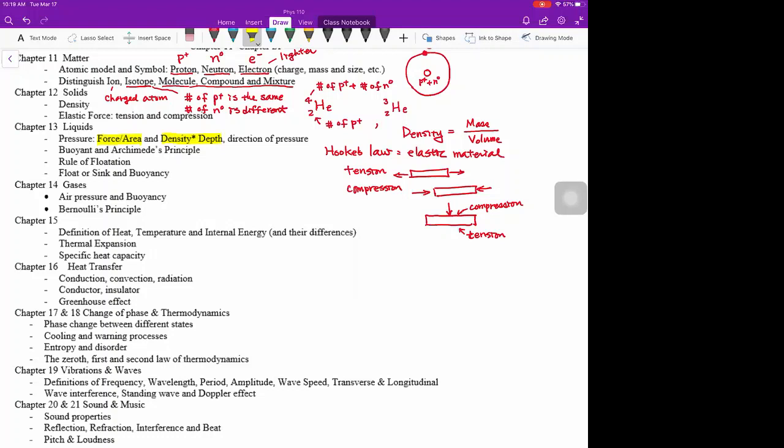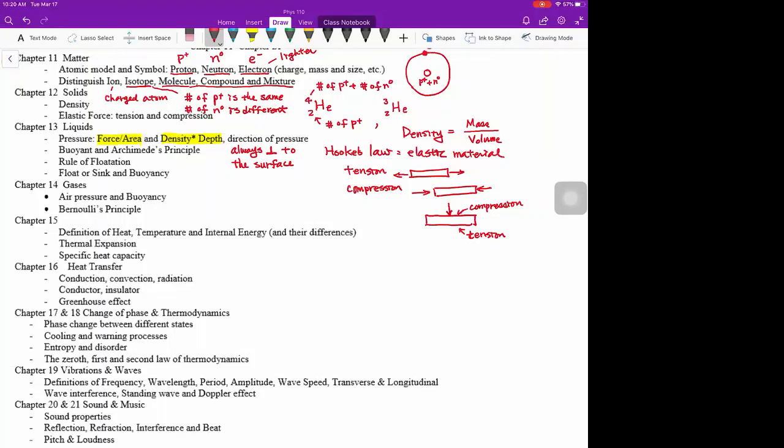Most important is that the pressure difference actually depends on the depth difference. The direction of the pressure is always perpendicular to the applied surface. It's not a vector, but the direction is always perpendicular. This small symbol that I use is perpendicular. So always perpendicular to the surface. That's the direction of the pressure.